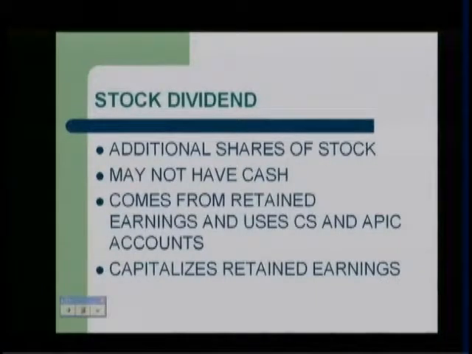Oftentimes a firm wants to give a return to their investors, the ones who have given them some money and they have given them stock in exchange, but they don't really have any cash to give them back as a return. So instead of declaring a cash dividend, they will declare a stock dividend. In this case, they're going to give their investors additional shares of stock. It comes out of retained earnings the same way a cash dividend does.